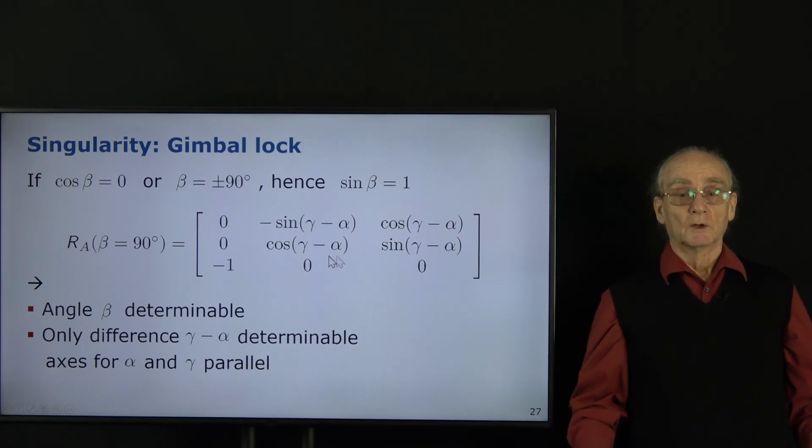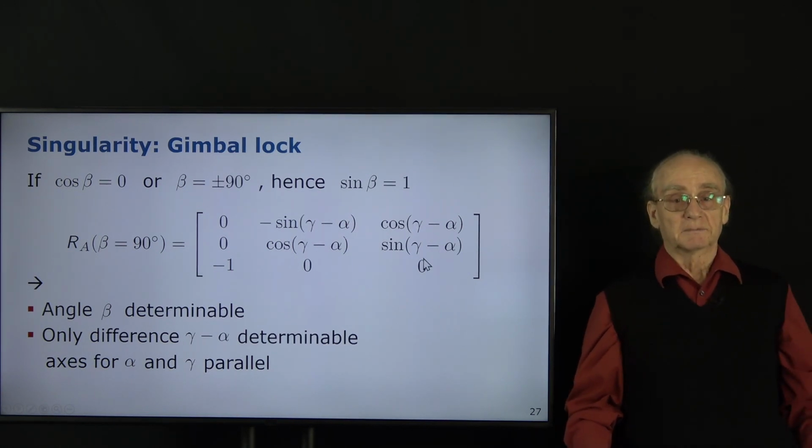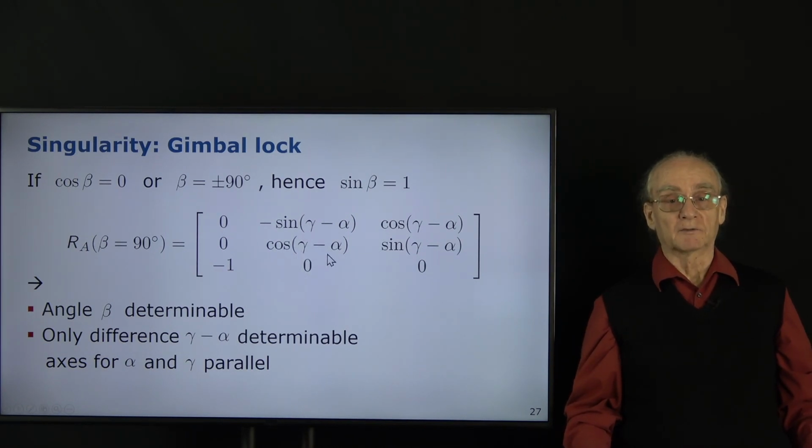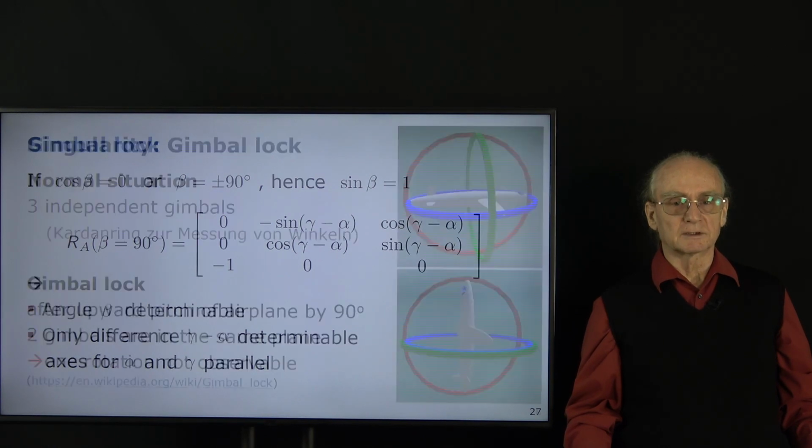Now what happens here? We have a rotation matrix. We have here the cosine on the two diagonals, and we have the sine on the off diagonal. That means this is a rotation matrix, but depending on the difference of gamma and alpha. So if we want to determine alpha, this doesn't work. But if we only want to determine the difference, this works. That means in this case we are not able to determine all parameters. This is a singularity, which we will find often in these situations.